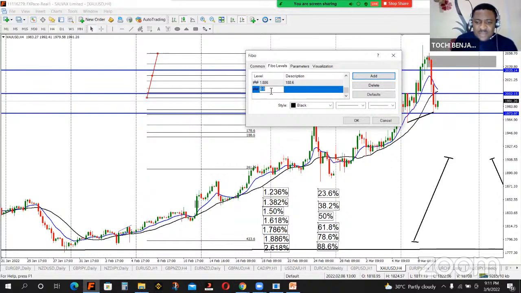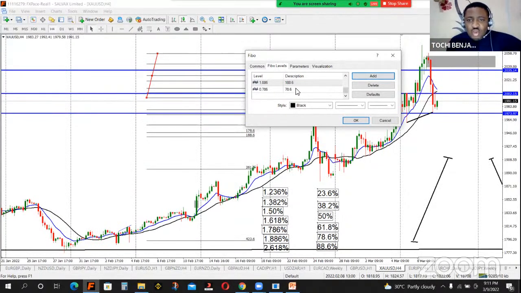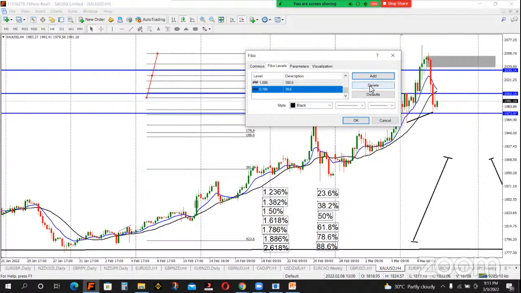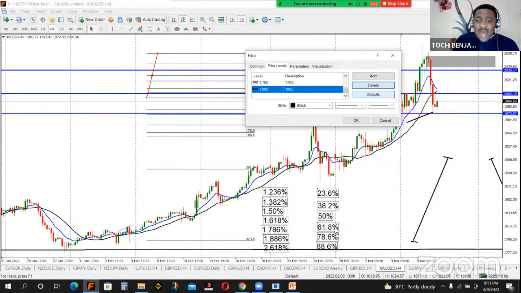You type here, for example, you type 0.786. I will remove it because I already have it there. Now you come here, you put the percentage, 78.6. That's what you need to do. I have gotten it on my chart. I want to remove it because I already have it, so I don't get duplication. So I'll delete this. Anyone you don't have, you do that for your retracement and you do that for your extension. Just on this same body, type it.